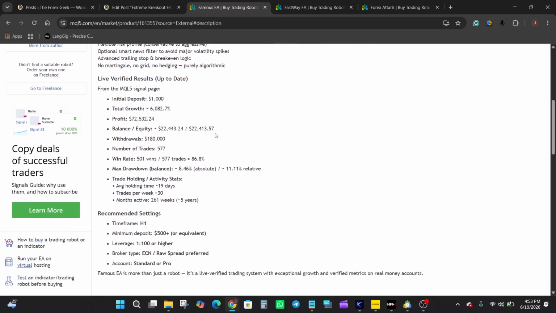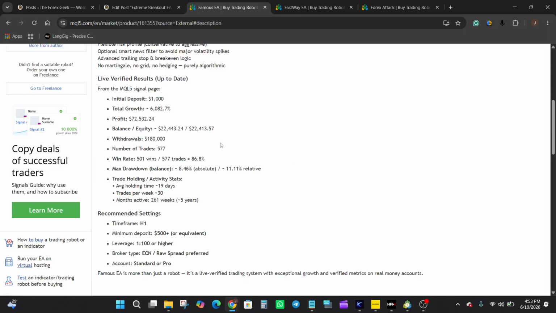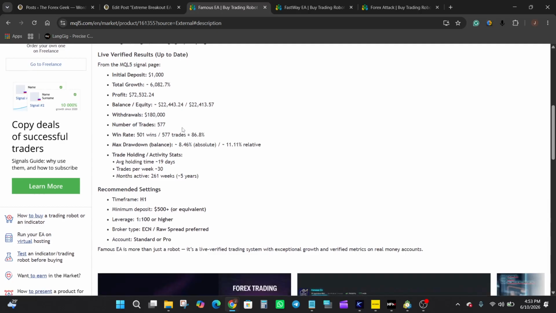All right. So now, shifting into the historical performance section, the verified results show a starting deposit of $1,000 growing to over $72,000 in profit based on what we can see written here. So that shows a total growth of around 6,000% plus. It also shows 577 total trades with an approximate 86.8% win rate and a relatively controlled drawdown around 8 to 11% range depending on measurement type.